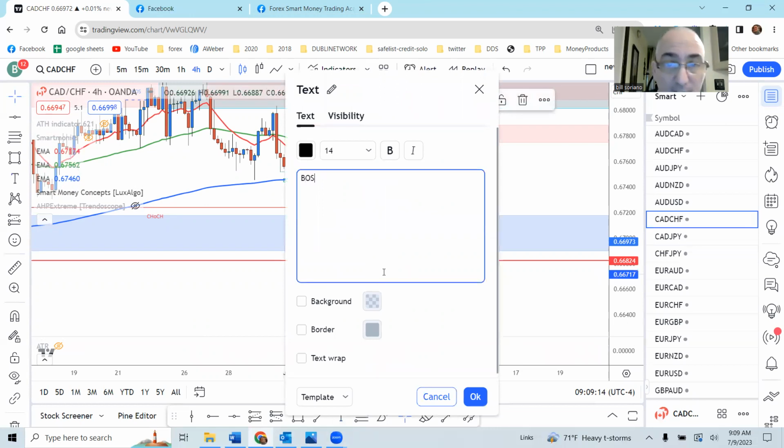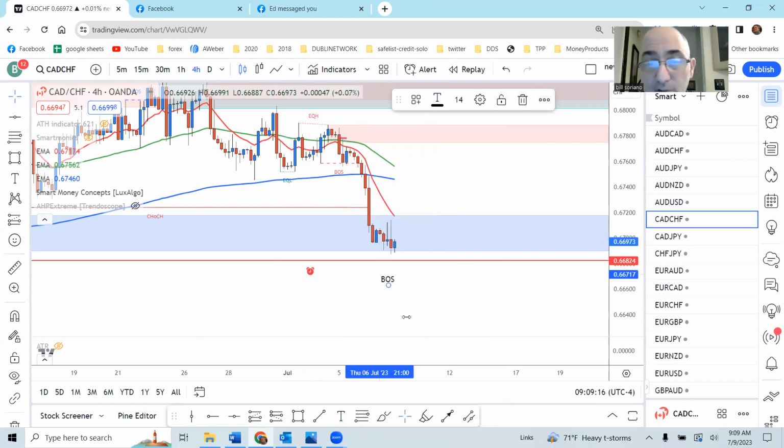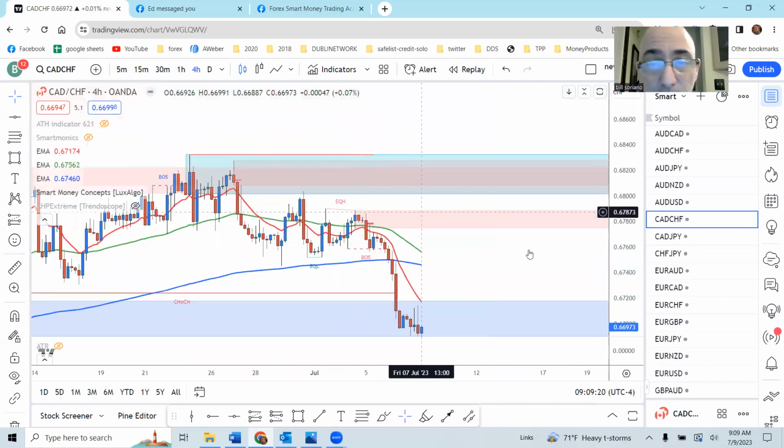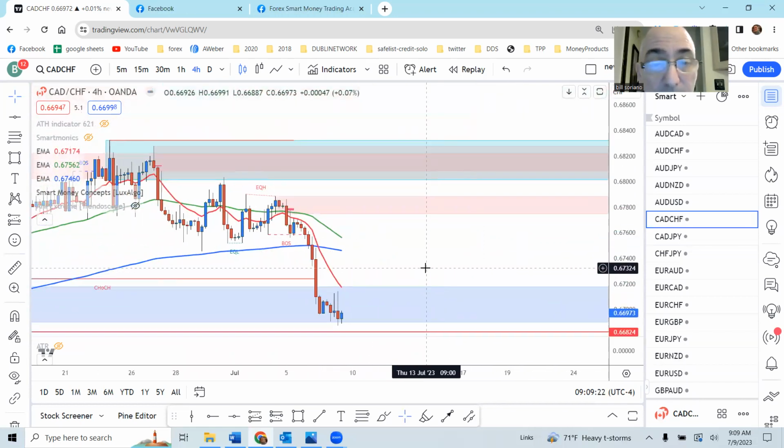So in this case, I'm waiting for price to move down further so that I can identify a new order block, because I don't like the order blocks up here. They've already been hit and the price has already reacted off of them. Okay.